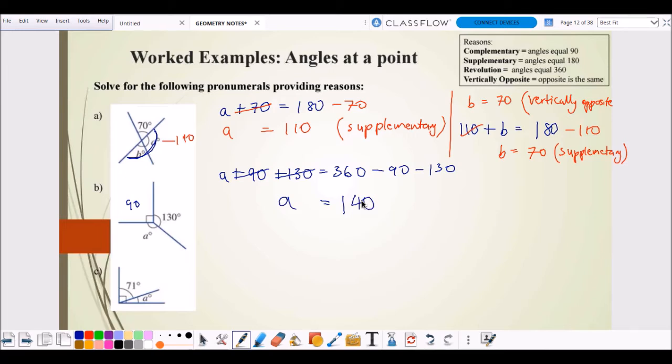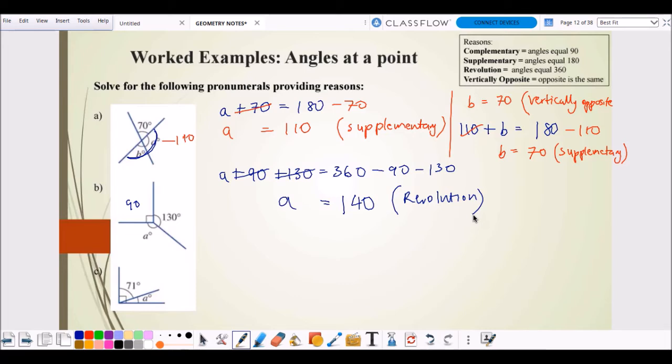Okay, and the reason behind it is, as Shia said, revolution. So you would write the reason why, because it's a revolution. Okay, because it equals 360 initially.